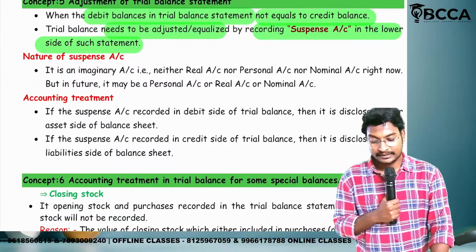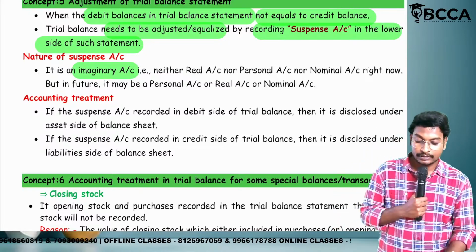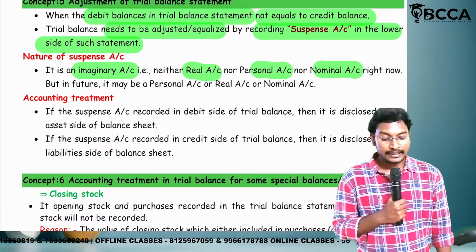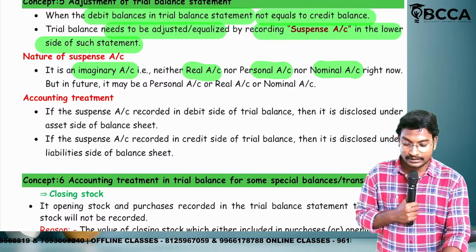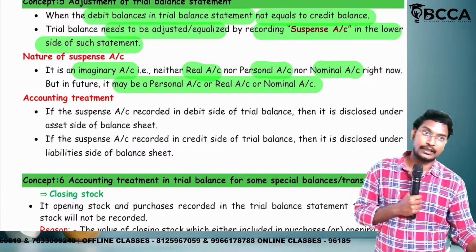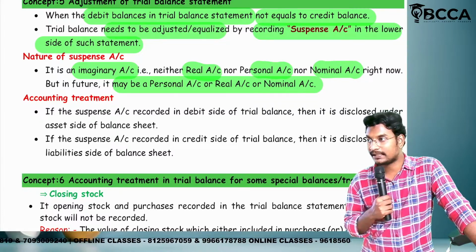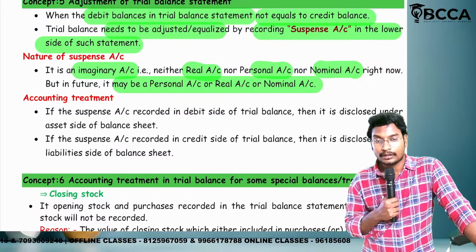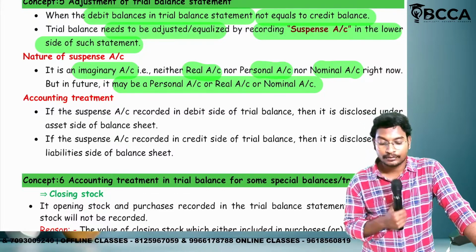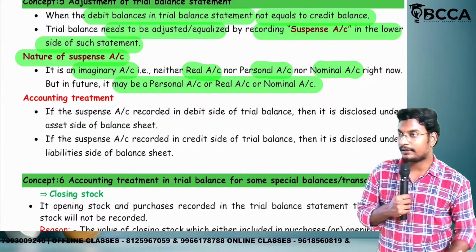Nature of the suspense account: it is an imaginary account. It is neither a real account, nor a personal account, nor a nominal account right now. But in future it may be a personal account, real account or nominal account. So at the time of creation of the suspense account, it is not a personal, real or nominal account, but in future it may be any of them. You will get this justification in the chapter rectification of errors. I will discuss this concept there.